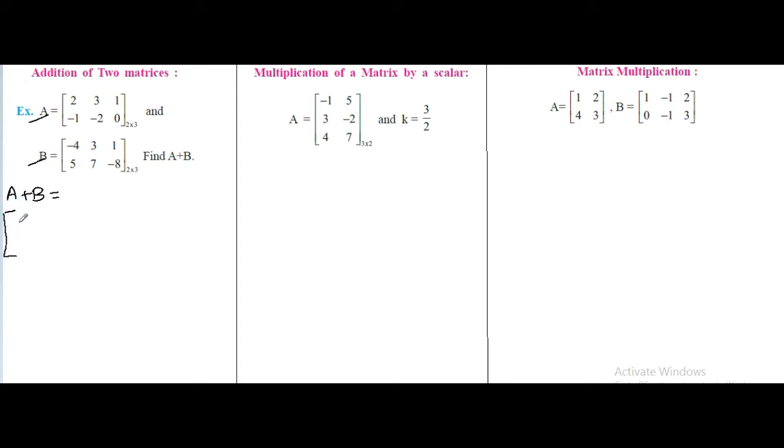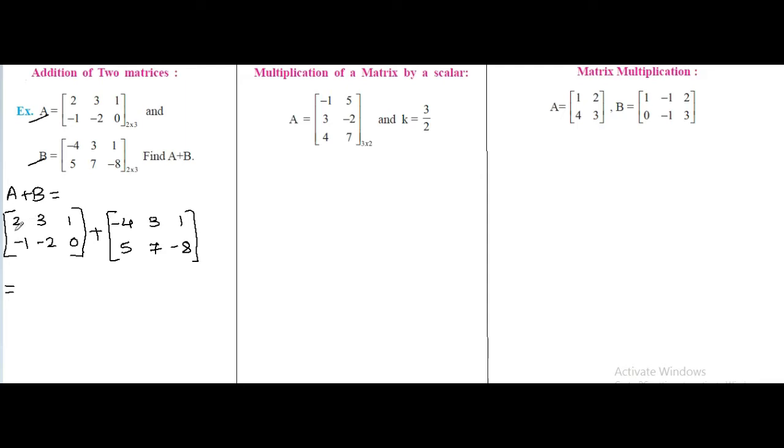Matrix A is given to us, that is 2, 3, 1, -1, -2 and 0. And matrix B is given, that is -4, 3, 1, 5, 7, -8. We have to add it to it, so that will be plus -4, 3, 1, 5, 7, -8. Let's add them by adding the corresponding elements.